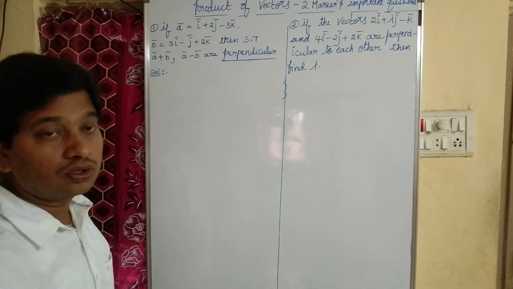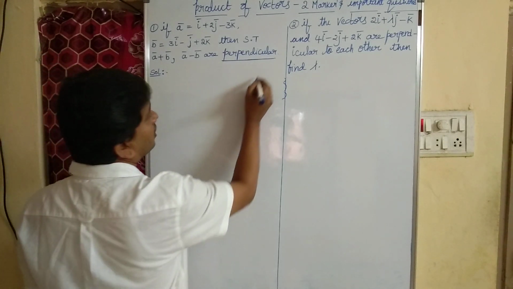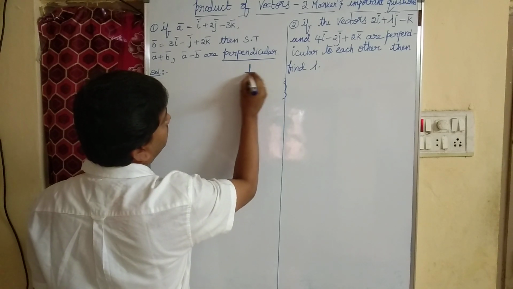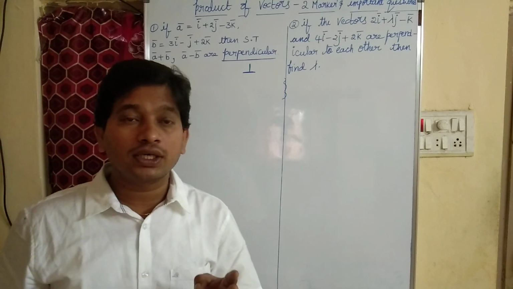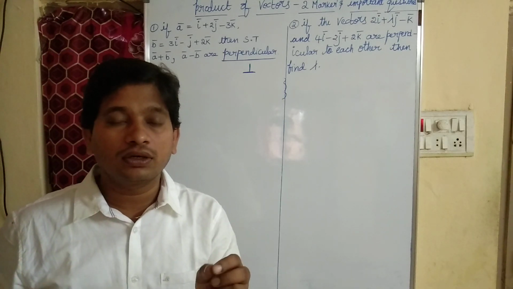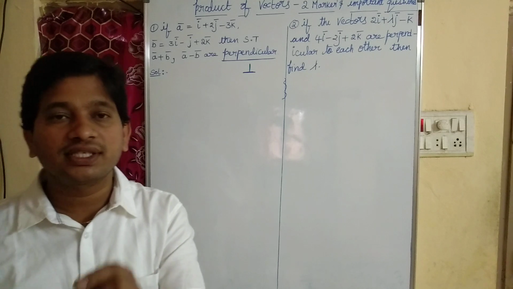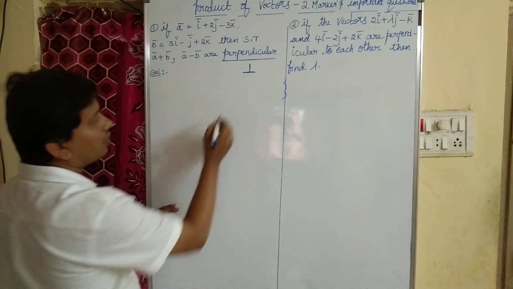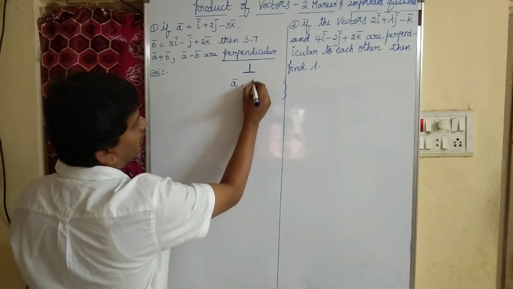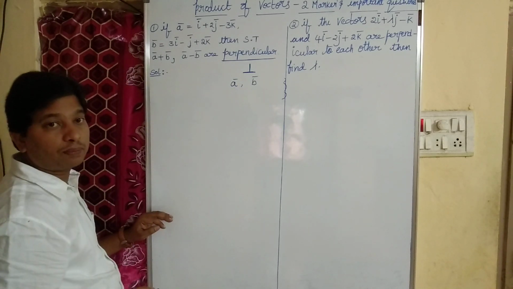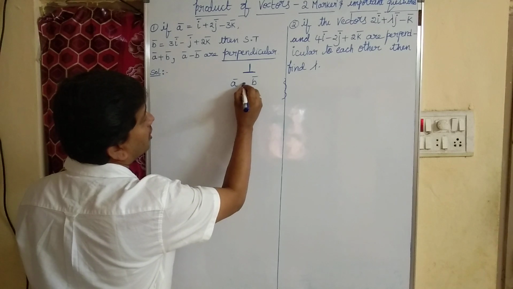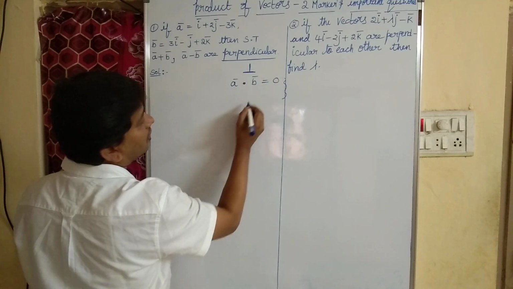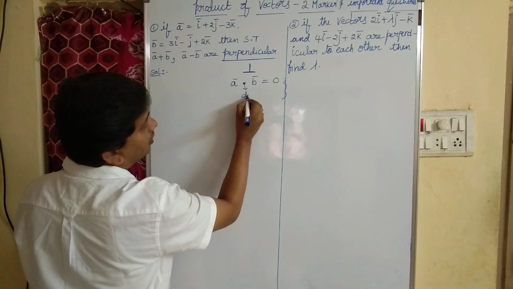Children, do you know what the symbol for perpendicular is? This is the symbol for perpendicular. Two given vectors are said to be perpendicular if their dot product is 0. For example, if vector A bar and vector B bar are perpendicular to each other, then their dot product A bar into B bar must be equal to 0. This is called the dot product.